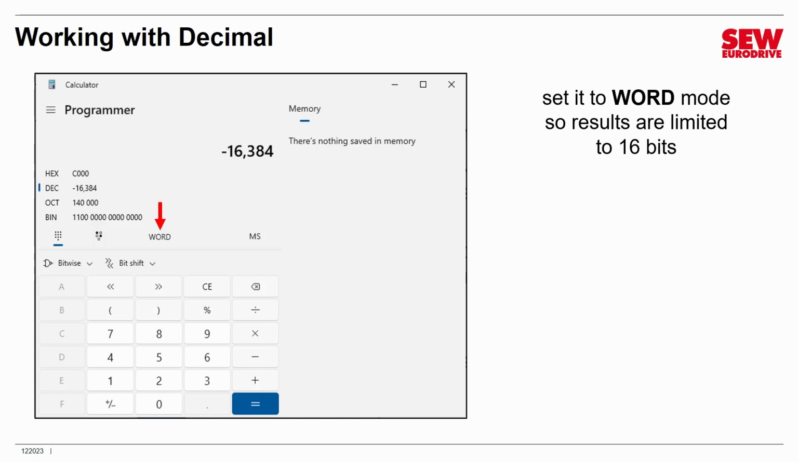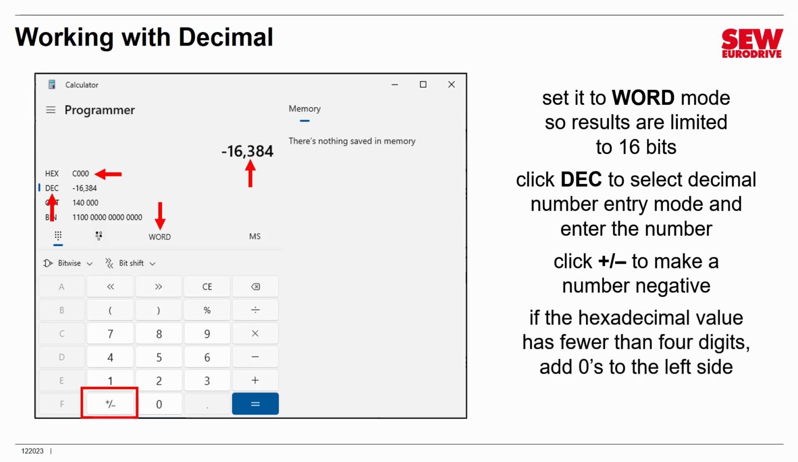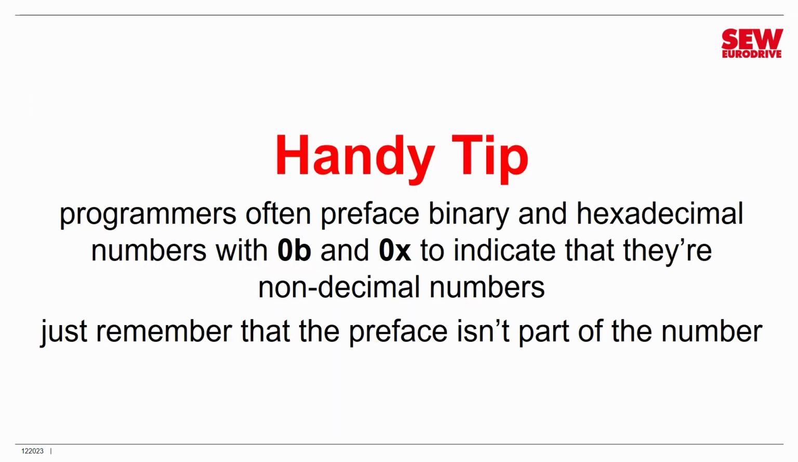You make sure you're in Word mode by clicking here until it changes to Word. Then you click decimal right here to put it in decimal mode. You then enter your decimal number, and if you want to make it a negative number, click the plus minus key, and then the hexadecimal value will be right there. So in this case, the decimal value, negative 16,384, converts to C000 in hexadecimal. And I'll just mention again, if the value that it converts has fewer than 4 digits, add zeros to the left side. In this case, however, you don't have to. It's already got 4.